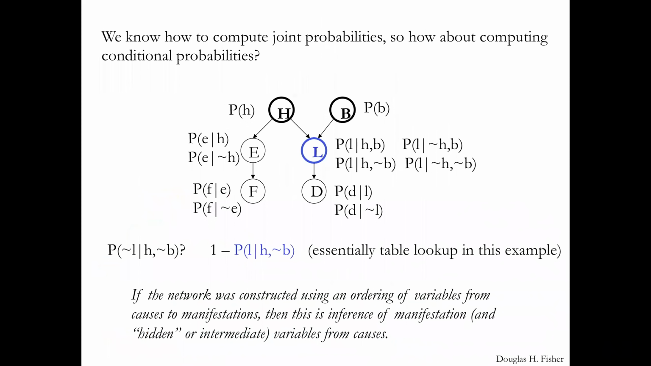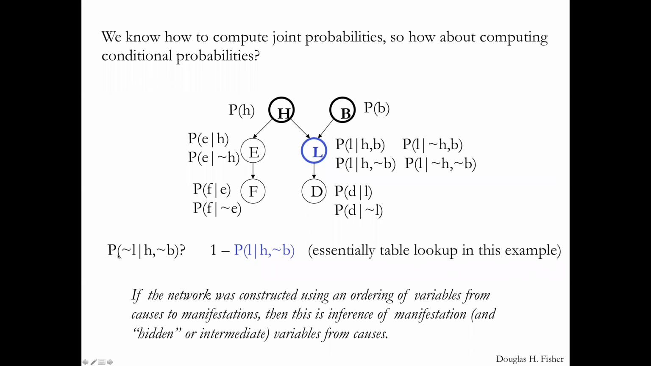So, after you've practiced a bit, you almost certainly know how to compute joint probabilities. So how about computing conditional probabilities? Here's a conditional probability, the probability of L given H and B. And these conditional probabilities are going to be useful for doing diagnosis, predicting causes from effects and effects from causes, symptoms from diseases, for example.